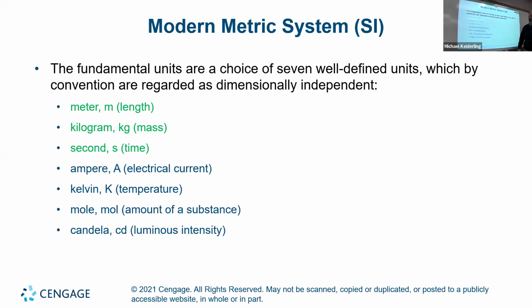A mole is a thing that's like a dozen. It's just a number. It's 6.022 times 10 to the 23rd. It's a very big number. But the idea is that you can use moles to basically count large numbers of molecules or atoms by weight. So 1 mole of carbon-12 weighs exactly 12 grams.